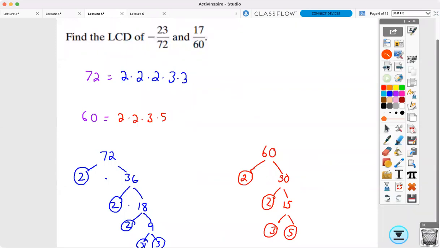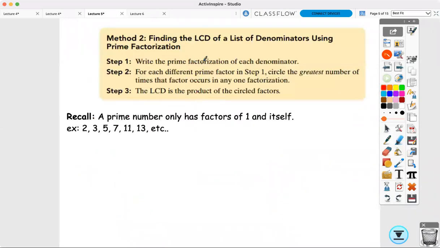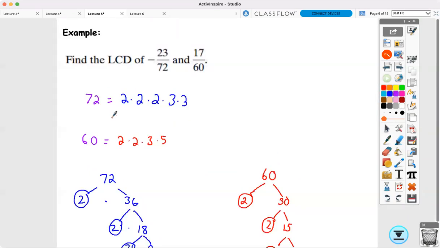Now, step 1 is done. Step 1 is write the prime factorization of each denominator. Check, we did that. Now, for each different prime factor in step 1, you're gonna circle the greatest number of times that factor occurs in any one factorization. They both have 2s, they both have 3s, but only 60 has 5. So let's go ahead and circle.